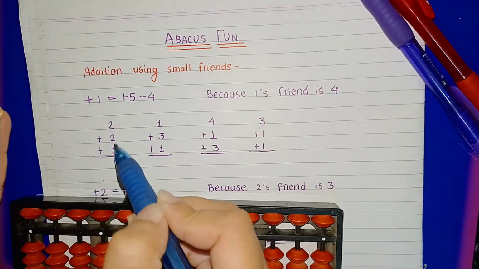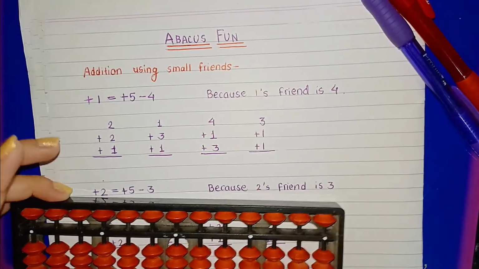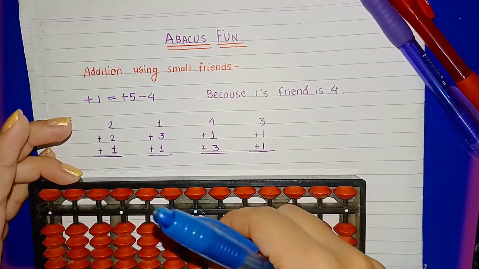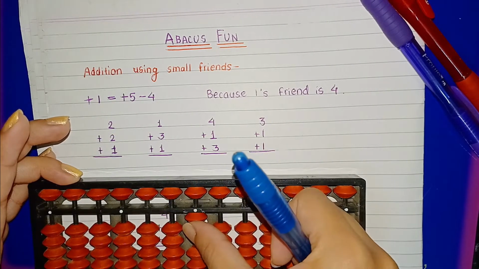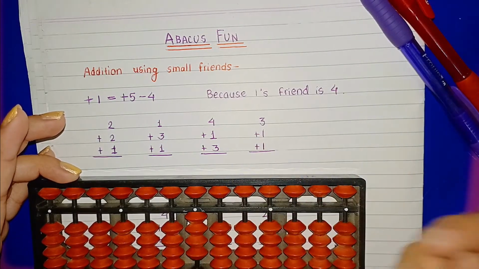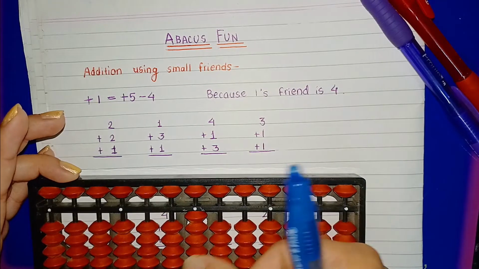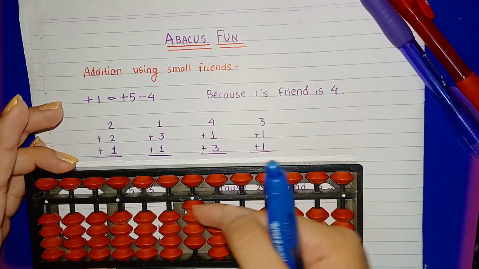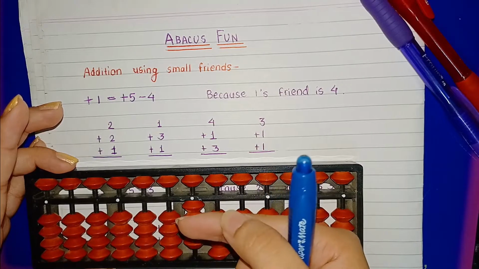First, add 2. Okay, this is our units rod, so let's add 2. Again add 2, that is simple. And now add 1. Do we have sufficient space left? No, we don't have a space to add 1. So what will we do?